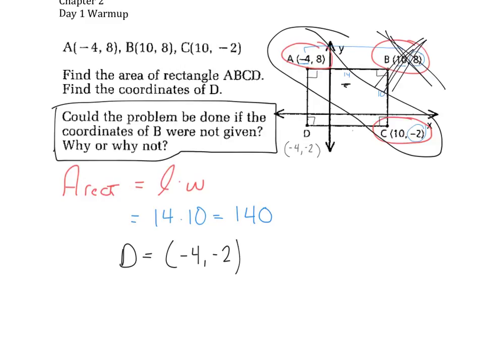If you know 2 points of a rectangle on a coordinate grid, or 2 points of a square on a coordinate grid, you can get the other 2 points very easily, knowing what horizontal and vertical lines give you in terms of their coordinates. Okay.